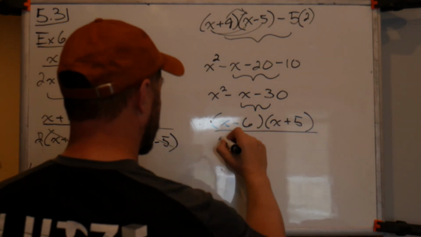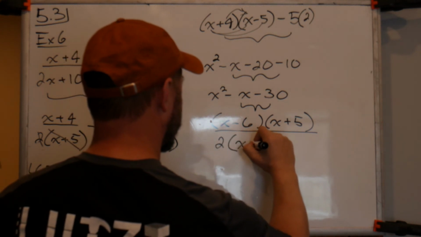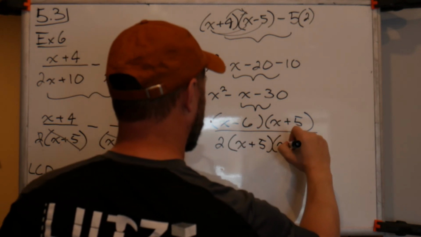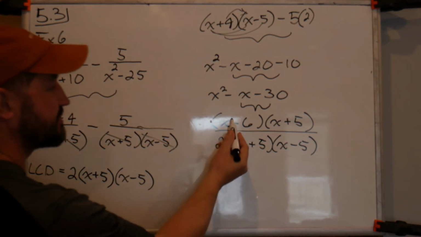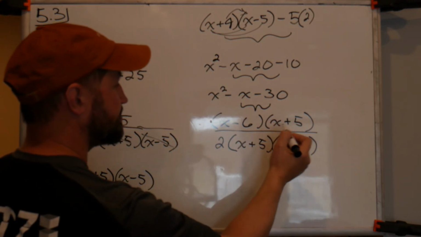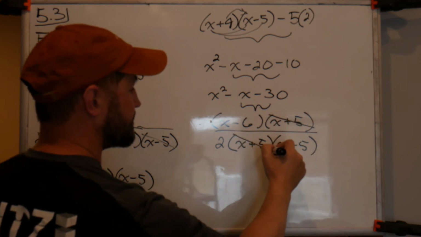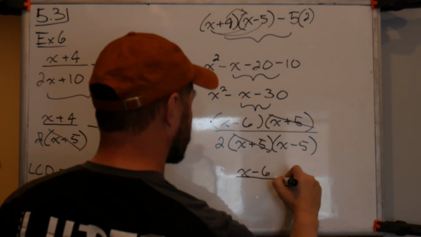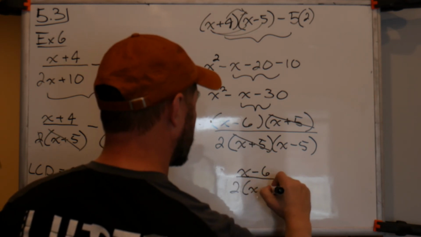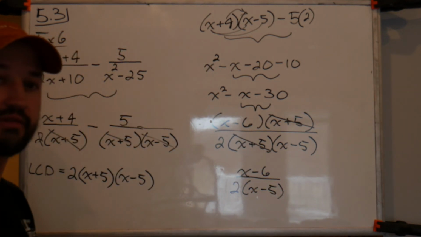Now I rewrite my LCD, which was this, and I look for anything the same. X minus 6, I don't have one. X plus 5, I have one of those. So my answer is x minus 6 all over 2 times x minus 5.